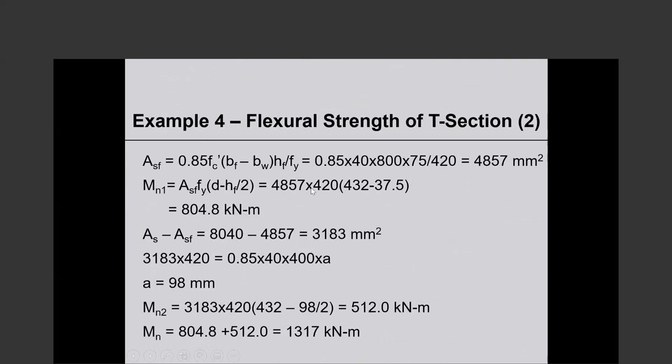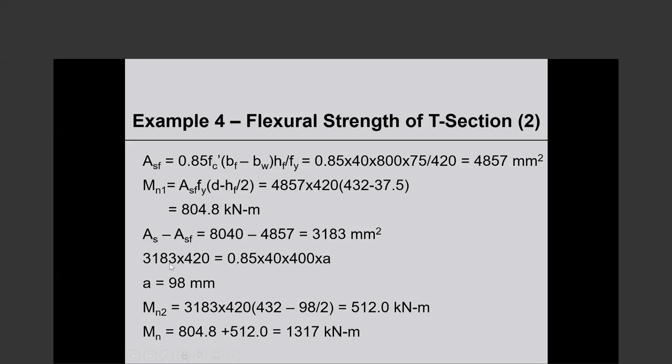So 4857, 420 is F sub Y, D is 432, H sub F over 2 is 37.5. All of that gives us 804.8 kilonewton meters. This is contributed by the overhanging flanges, if you like. Okay, so the tension reinforcement left in the remaining rectangular section is the total of 8040 minus the 4857 that we took out, that is 3183 square millimeters.